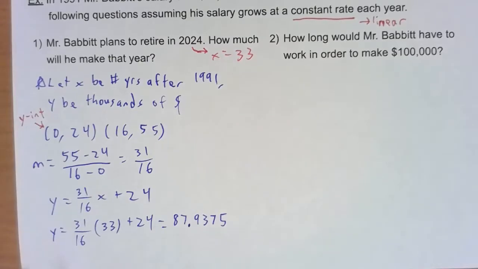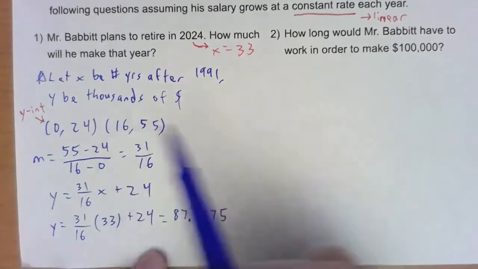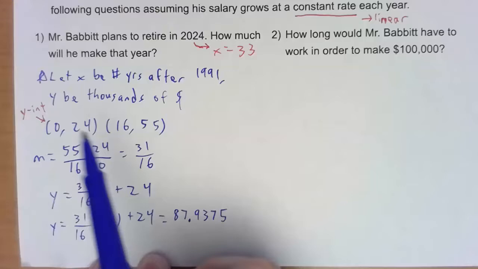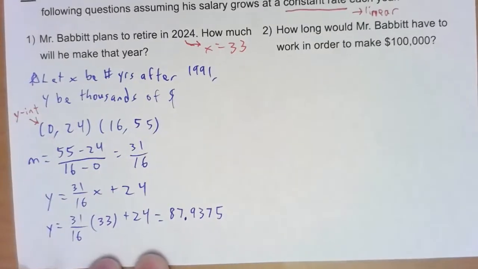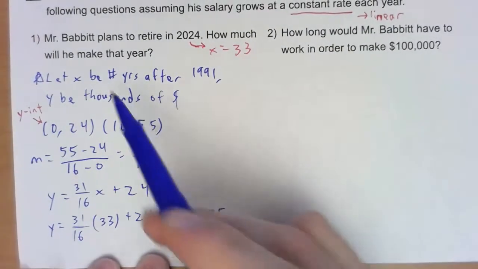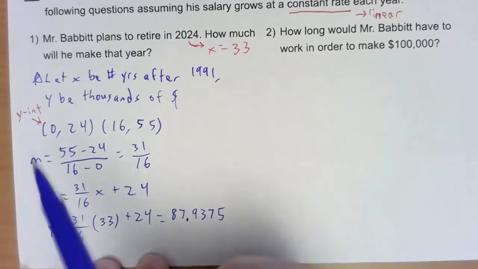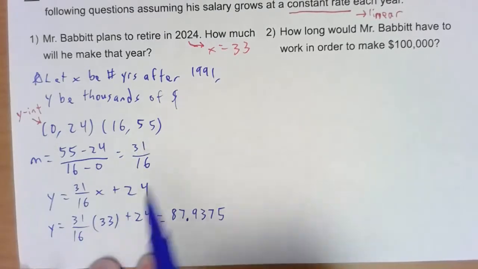Remember, this is supposed to be how much Mr. Babbitt is making in the year that he retires. I don't think Mr. Babbitt would be very happy making $87. That's in a whole year. That's not a whole lot of money. Remember, I was trying to make my life easier, not writing all those zeros. Y is in thousands of dollars. So it made my life easier around here. I didn't have to keep writing zeros over and over and over again.